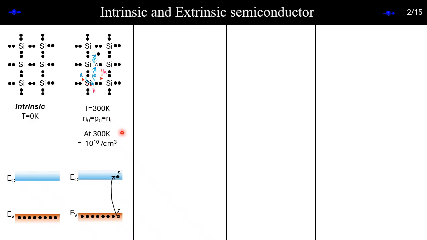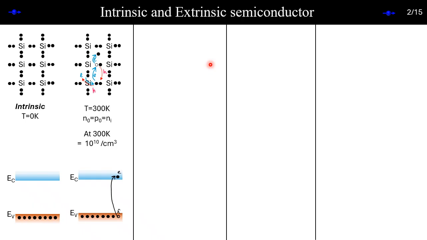This number is typically 10 raised to 10 per cubic centimeter at room temperature for silicon. I'm just giving you the number; we'll calculate it in the next-to-next slide. But is this number large or small? Do you have any idea? Avogadro's number or the silicon density is of the order of 10 raised to 23, 24. This is way smaller, 12, 13 orders of magnitude smaller. Very small amount of electron-hole pairs is generated at room temperature.